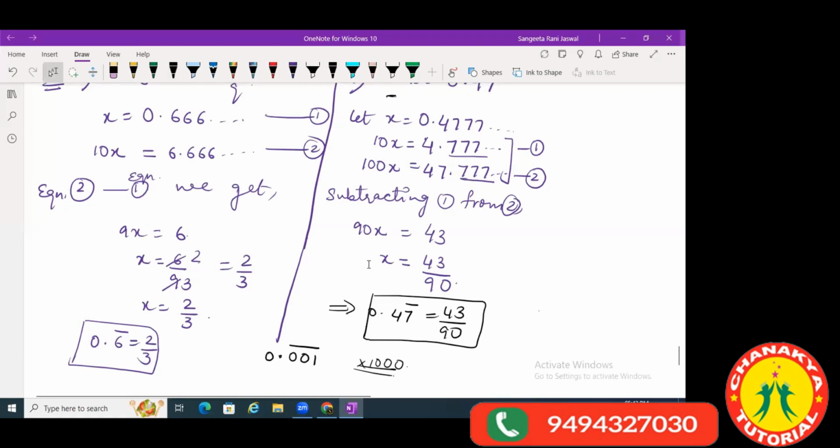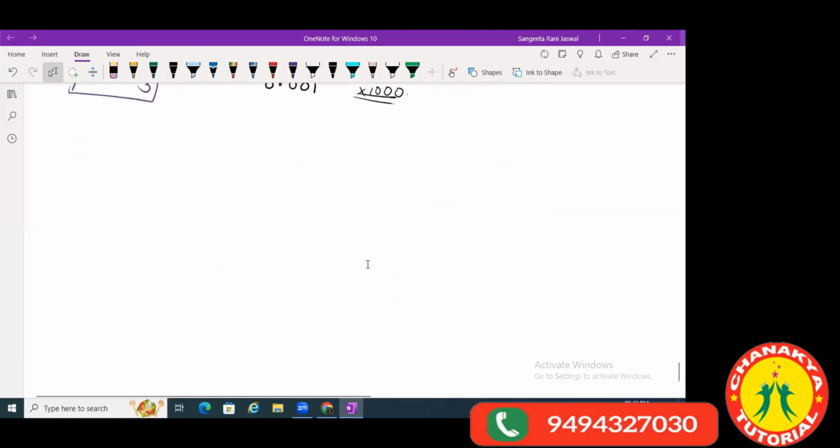Okay. Now moving ahead. Now see, you have another set of questions. I'm taking some questions from the exercise. Find a rational number between 1/7 and 2/7. Now here you have to find an irrational number. Okay, we were finding rational numbers. Now we have to find irrational numbers.